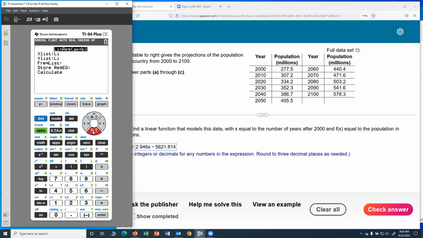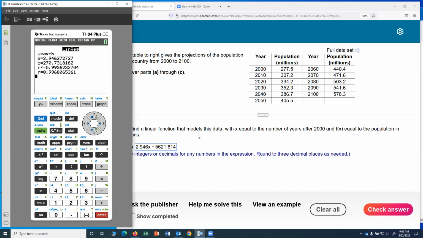If I wanted to see the graph, I could store my equation by going to the vars key, Y-vars, function, Y1, and then it will store my linear equation in Y1 for graphing. So when I calculate, I get y equals ax plus b, a equals 2.946272727, b equals 270.7318182.